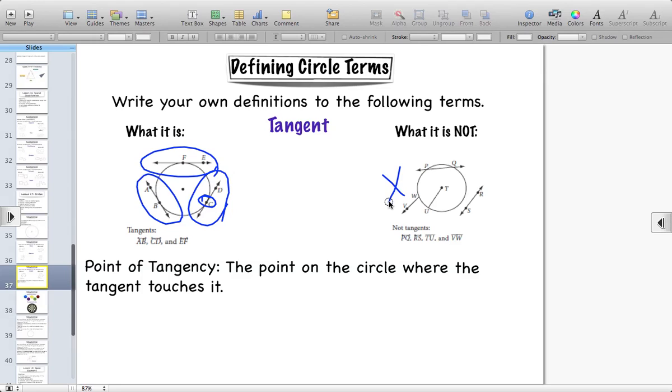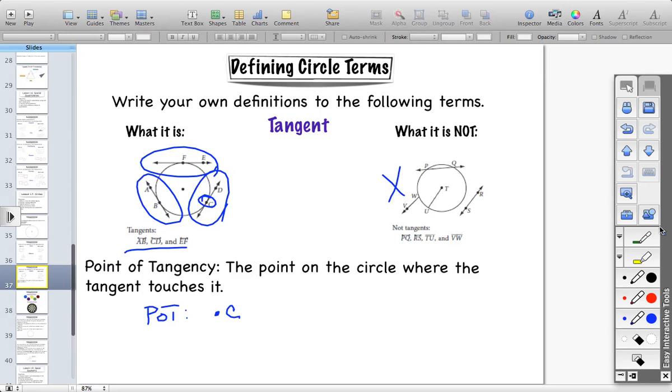It says that the point of tangency is the point on the circle where the tangent touches it. So for example, on the left-hand side, on the things that are tangents, the point of tangency for one of those, let's say tangent CD, the point of tangency, I'm going to call it POT here, is point C. That's the point of tangency. So let that help guide you in your definition for what a tangent is.